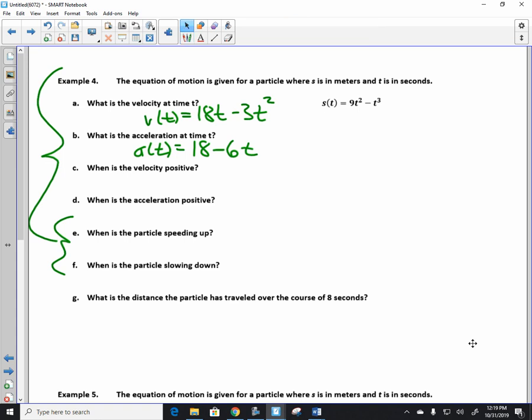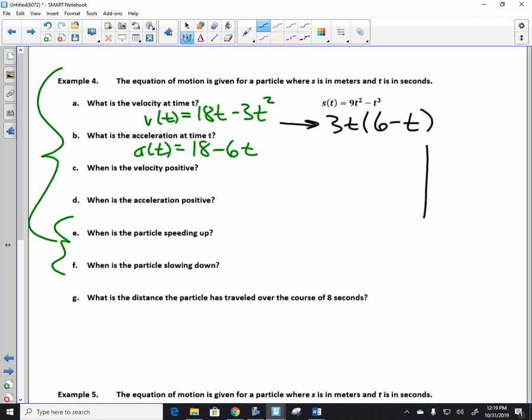So what I'm going to do now is answer these next 2 questions. The question is, when is the velocity positive? I'm going to look at the graph of the velocity function. I can see it's a parabola, right side up or upside down. Upside down. I'm going to factor out a 3t, and when I do, I get 6 minus t. Everybody good with that? And I'm going to create the graph. It goes through 0 and 6. Can somebody tell me when is the velocity positive? Very good.